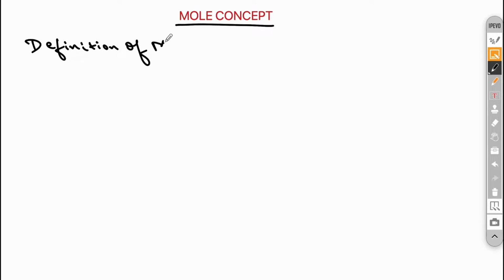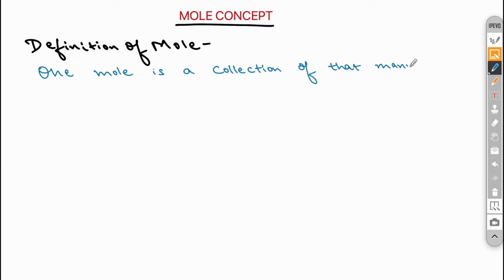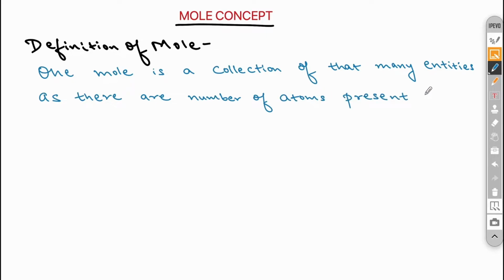So I'll write the definition of mole as: one mole is a collection of that many entities as there are number of atoms present exactly in 12 gram of C12 isotope.